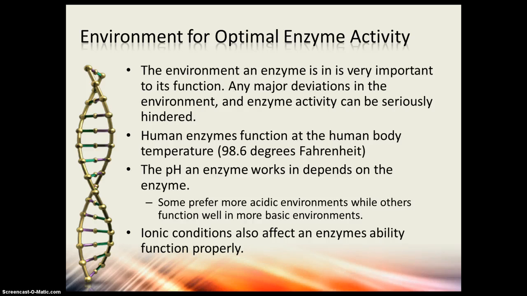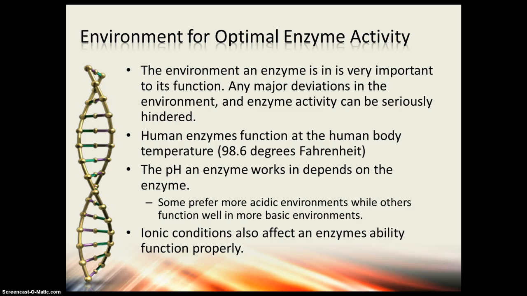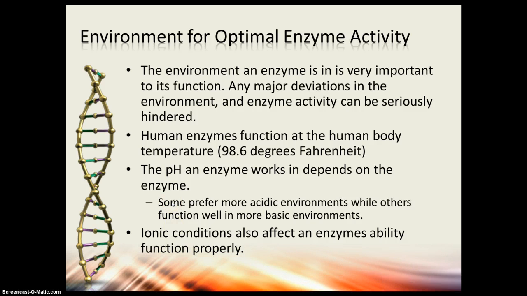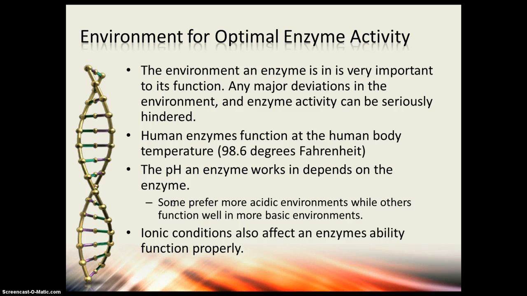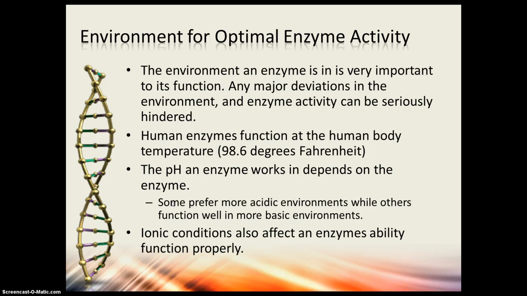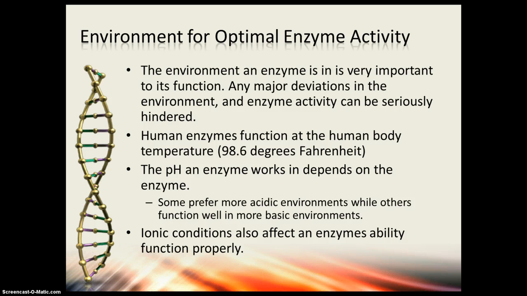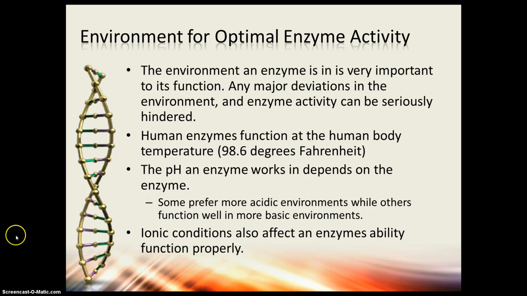Environment for optimal enzyme activity. The environment of an enzyme is very important to its function. Any major deviations in its environment and the enzyme activity can be seriously impaired. Human enzymes function at human body temperature, which is 98.6 degrees Fahrenheit. The pH an enzyme works in depends on the enzyme. While some prefer more acidic environments, others might prefer more basic environments. Not very basic, but just slightly. And ionic conditions can also affect the enzyme's ability to function properly.